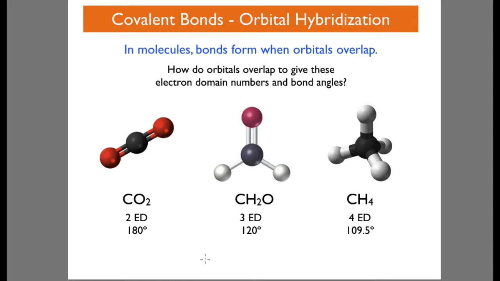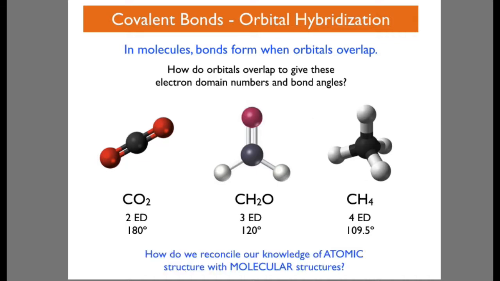Covalent bonds and orbital hybridisation. In molecules, bonds form when orbitals overlap. How do orbitals overlap to give these electron domain numbers and bond angles though? You see this carbon dioxide has 2 electron domains. There are 3 electron domains here, and this is 4 electron domains. And you've got 180 degrees here, 120 degrees, and here you have 109.5, that tetrahedral angle.